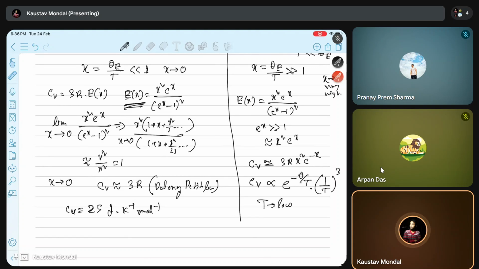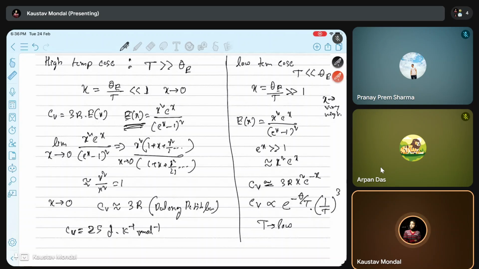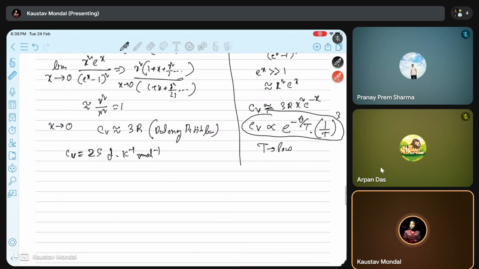For the low temperature case, as you can see, Cv is related to the temperature by this relation, where both the exponential and the minus 3 exponent terms are there in the power of t. Experimentally, what we have observed is that at lower temperature Cv is proportional to T cubed, right? But here the relation is a bit different. It's kind of exponentially related.